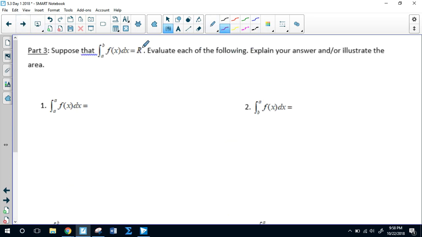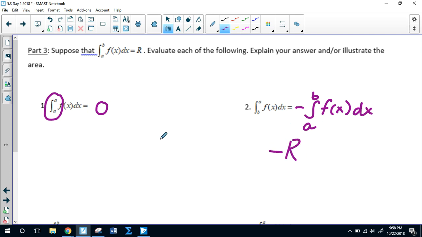Okay, so our rule here is that the integral from a to b is equal to r. This is actually a rule that we didn't write out, but I think we saw yesterday. If the top and the bottom bound are the same, then this integral is equal to 0. Okay, so notice this one, the values have been switched in order, so this is the same as the integral from a to b of f of x dx, but the opposite. So this would be equal to negative r.